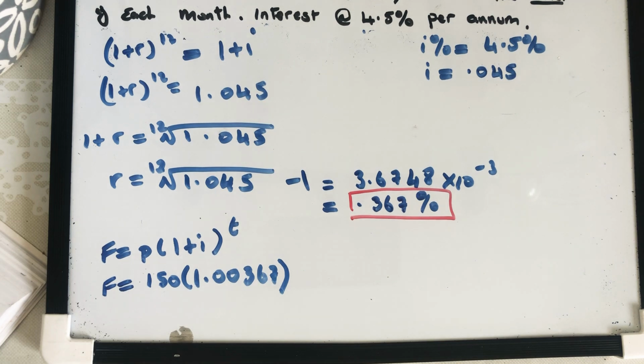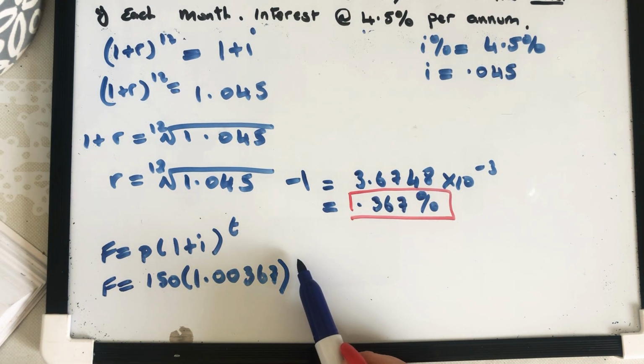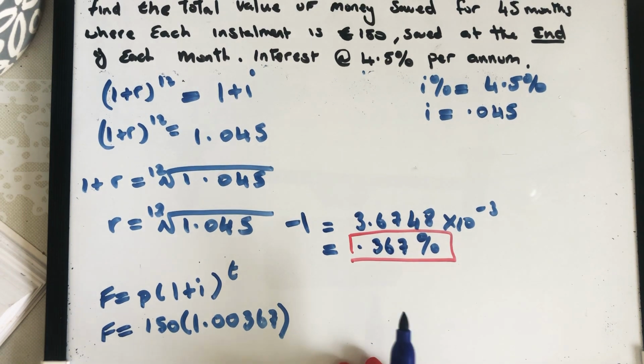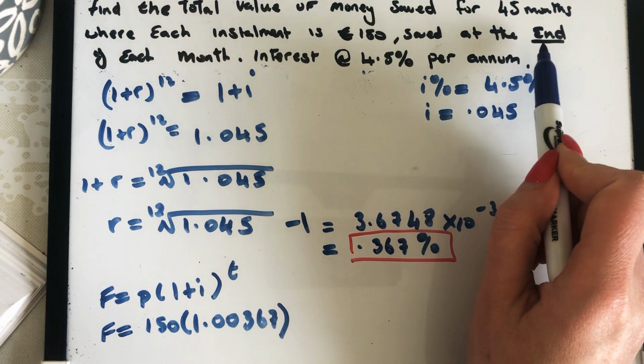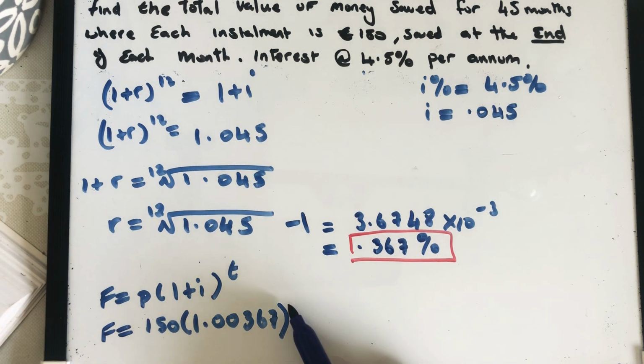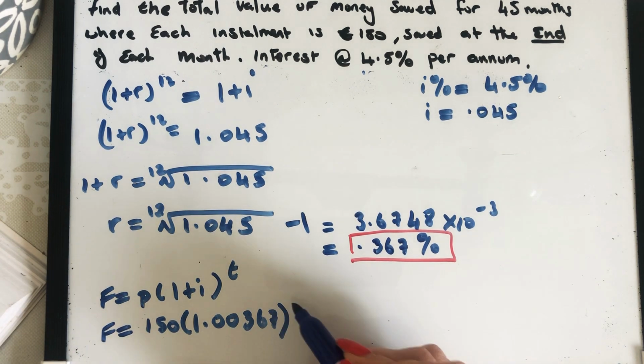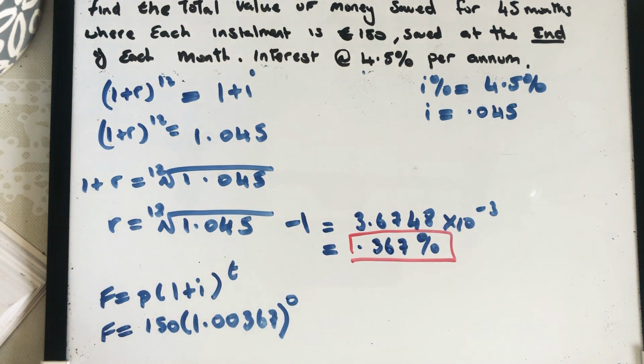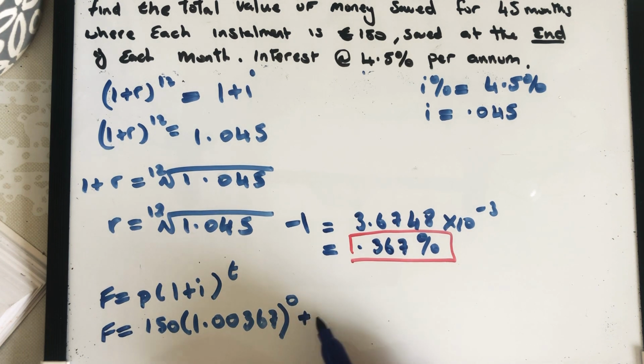Now, to be really clear on what our first power is, let's go back to the question. It says here that €150 is saved at the end of each month. So in other words, we're saving €150 at the end of every month. So that means our first term here has power 0 because the money is not in the bank account at the beginning of the month to get the interest. It doesn't come into the account until the very end of the month. So the first term is power 0 because the money simply isn't there until the end of the month.